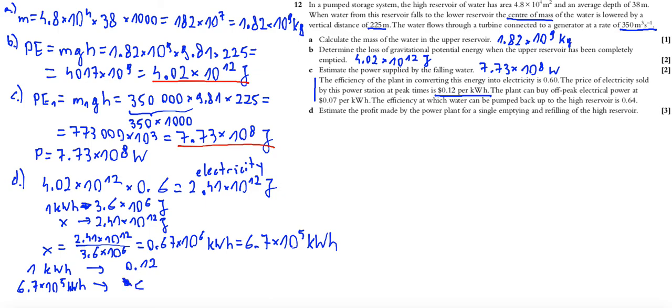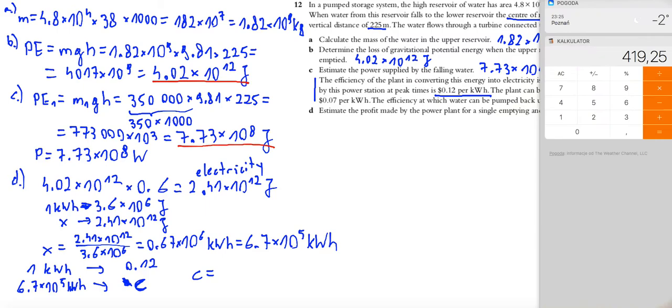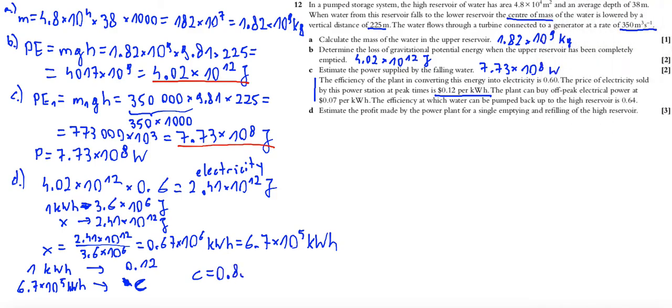Let's use maybe C like cost. And C is this times this over this times this. So we have to multiply 6.7 times 0.12, obtaining 0.80 times 10 to the power of 5 of dollars, which is 8.0 times 10 to the power of 4 of American dollars. Okay, so this is the cost of electricity if higher reservoir is emptied.